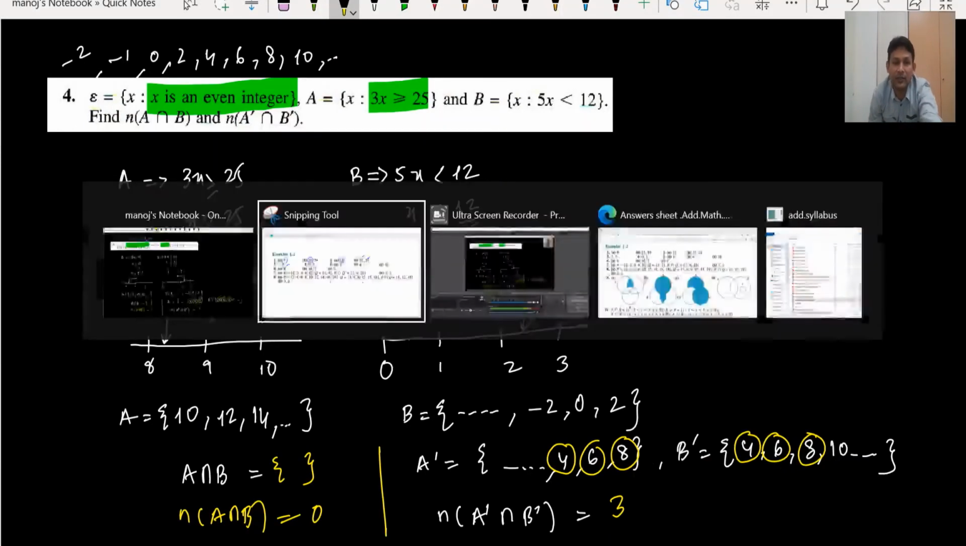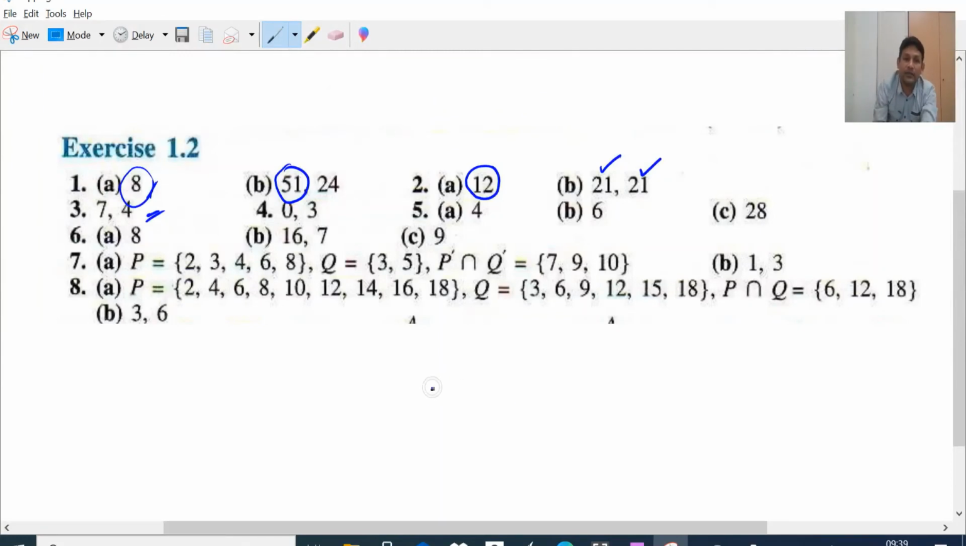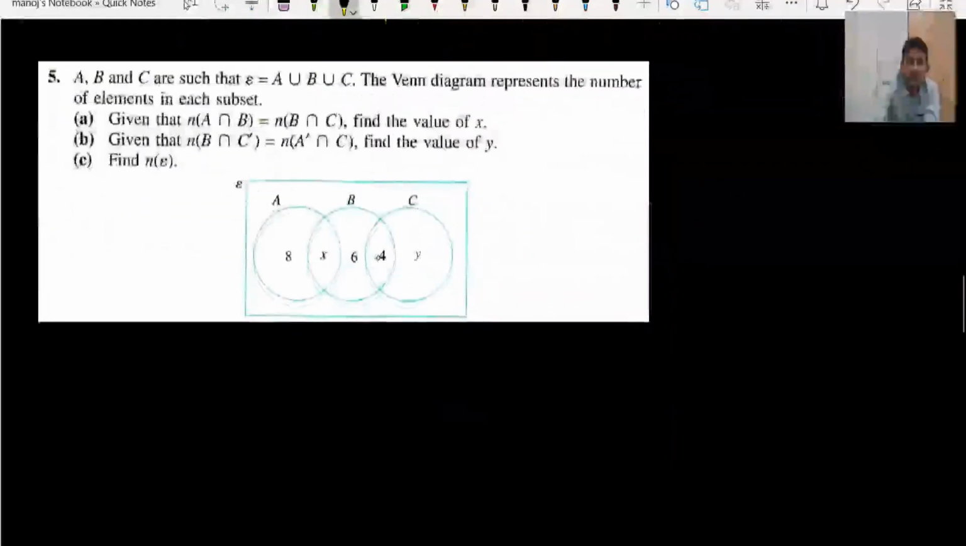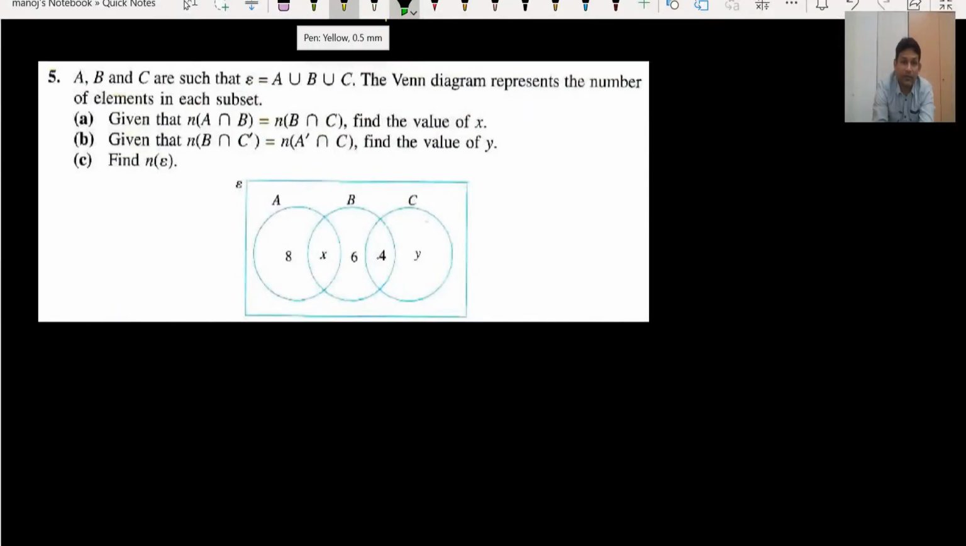Let me check the answer of this part. Yes, it's right. 0 and 3. Sometimes I'm not sure if this answer is right or wrong. So next part, okay. This is once again the shading. I told you in the shading part, which area is for which particular region. So be careful. Let's see.